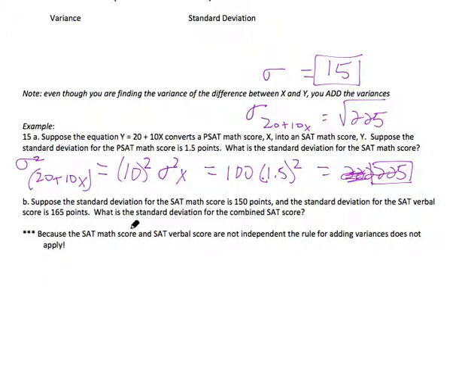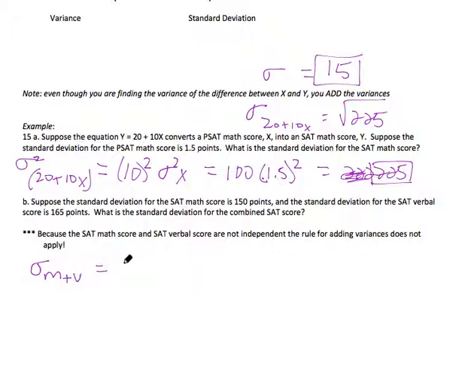Suppose the standard deviation for the SAT math score is 150 points and the standard deviation for the SAT verbal score is 160 points. What is the standard deviation for the combined SAT score? The asterisk here says these scores are probably not independent, but for the sake of the problem, we're going to say that they are independent, so it gives you a visual of how to do the problem. So I have my standard deviation of m plus v.